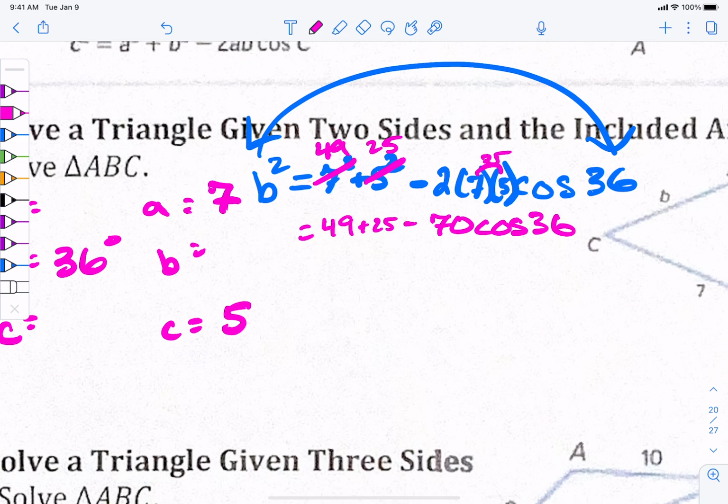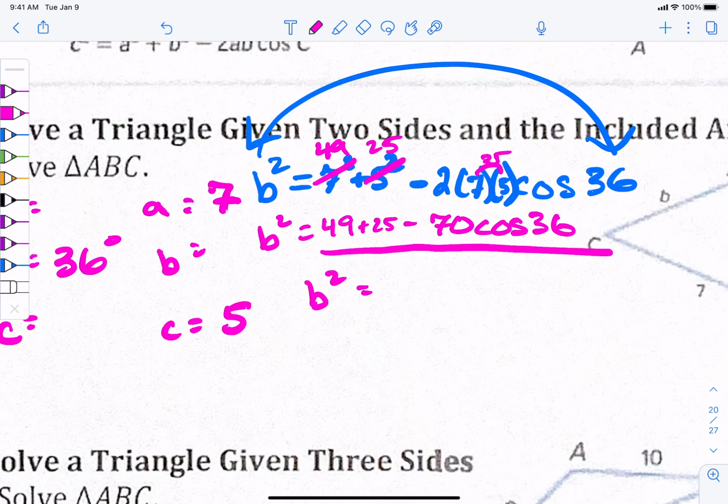All right, do this real quick. Type that into your calculator. 49 plus 25 minus 70 times cosine 36. Type that in and see what you get. I'm just doing some of the stuff in my head to start with. Is that a minus? Yep. 49 plus 25 minus 70 cosine of 36. B squared equals something. 70 times cosine of 36? Yes, 70 times. 17.36. Okay, now that is what B squared is.